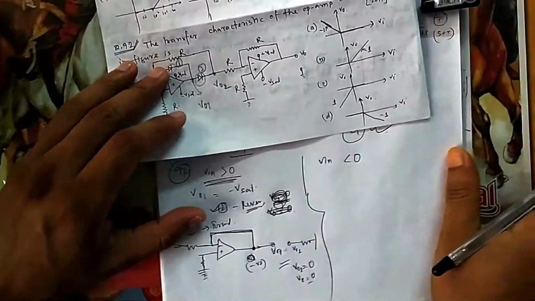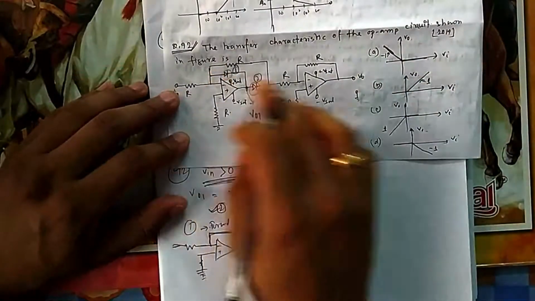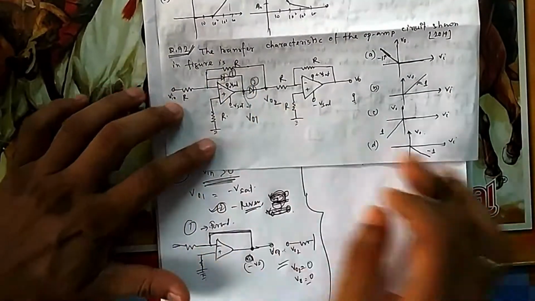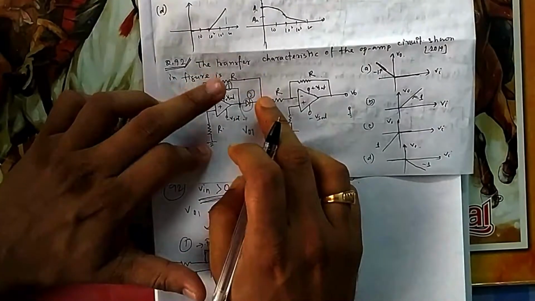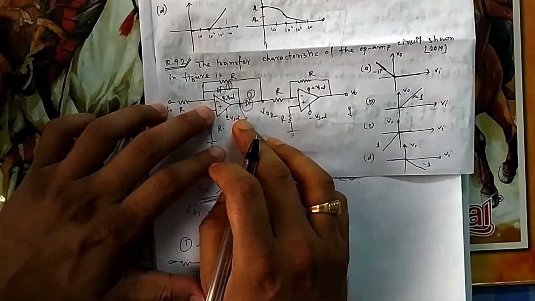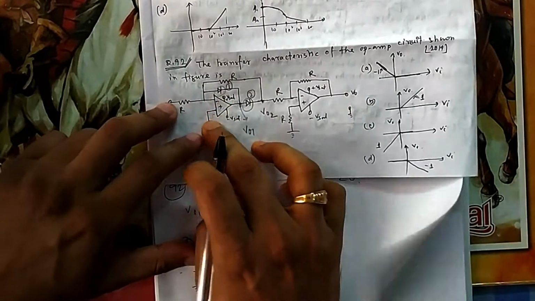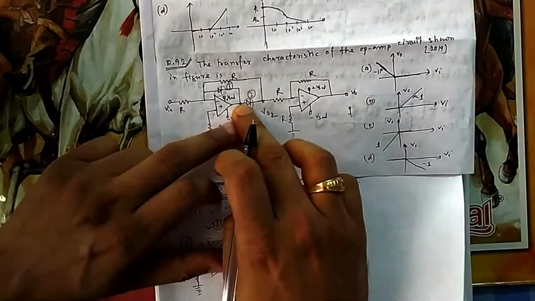Okay. Now let us consider the case where V in is negative. For negative, what will we do? We remove these two diodes. So what will we think first? If these two are removed, then no feedback is there. So obviously it will act as a comparator. V in is negative, so it will go to plus 12. So here it is plus 12.